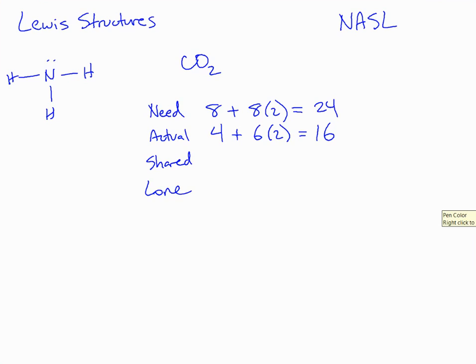So what we're going to do, 24, that's this number right here. Make it a different color. Put that number here. And we're going to subtract out 16. That was this one right here. Okay, so just subtract how many we need and how many we actually have. And that tells us we have to share 8 electrons. Okay.